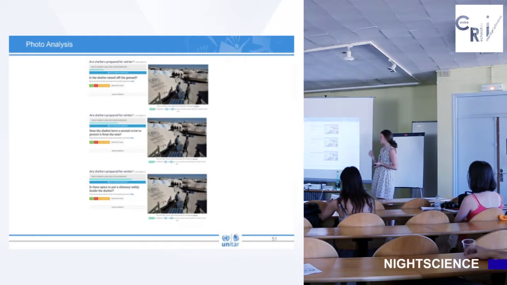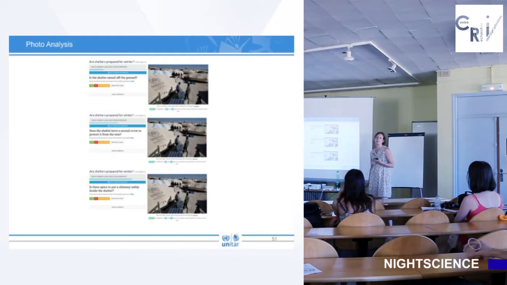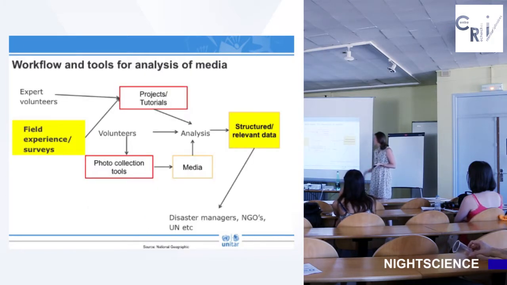And these questions came directly out of their shelter assessment questionnaires, which feed into indicators on how well prepared the shelters are for winter. So it's directly linked to the field surveys and the work that they're doing on the ground, which is really important if we want to make the data relevant. So that's getting into this.